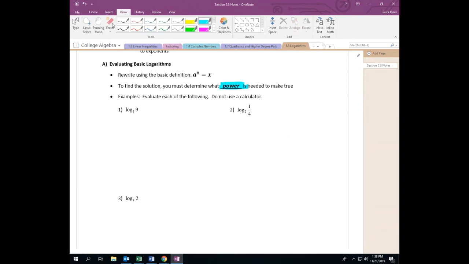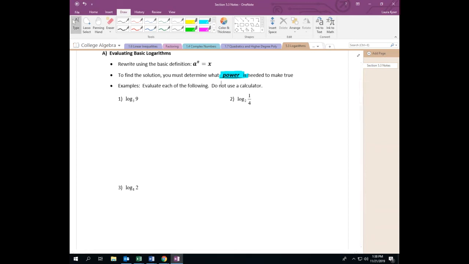What I normally do is take each one of these log equations and set it equal to x, and then rewrite it as an exponential function. And then you're going to solve it using one of the exponential rules that we used before.